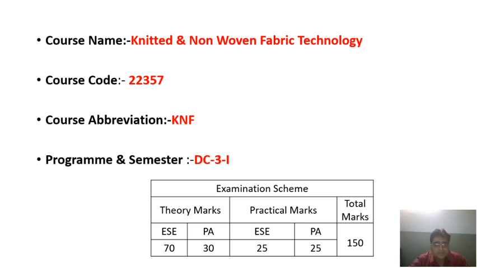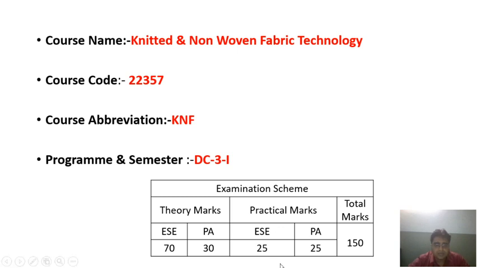The program and semester code is DC-3-I. DC is the program code for the DFCT, 3 indicates that it is a third semester level course, and I indicates this is an I-Scheme syllabus.